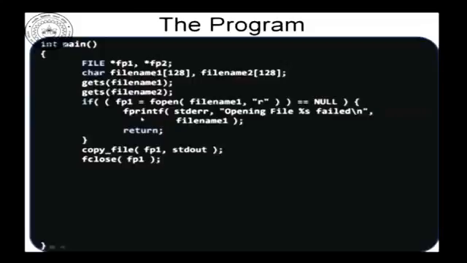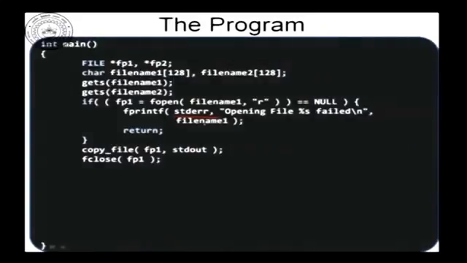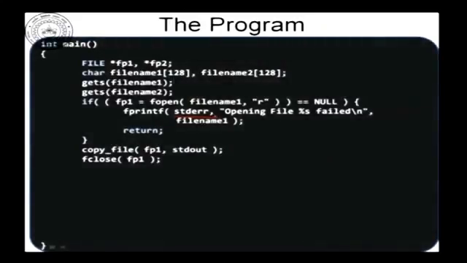And here is, for the first time, we are seeing how to print to the standard error. Since stderr is similar to any other file, you can just say fprintf stderr and then "opening file failed", file name 1. So we try to open a file with file name 1 as the name, but there was some error. So you print that to the error terminal, which is stderr. Now once you do that, we will call the function copy file fp1 to stdout.